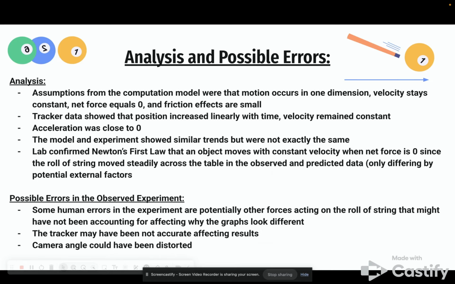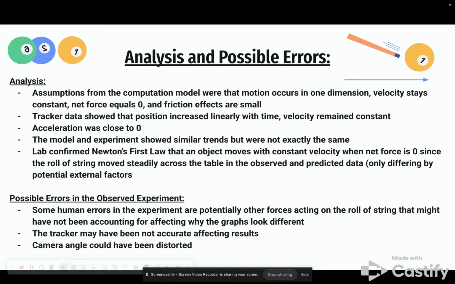So these are the analysis and possible errors that come with it. In our computational model, we assume motion occurred in one dimension, friction was small, and the net force after the push was around zero, so that velocity would remain constant. The Tracker data supported this assumption because position changed almost linearly with time and acceleration remained close to zero, meaning constant velocity motion. The predicted results from the model and the experimental data showed very similar trends, although they were not perfectly identical. This does confirm Newton's first law, since the roll of string continued moving steadily when the net force acting on it was approximately zero.